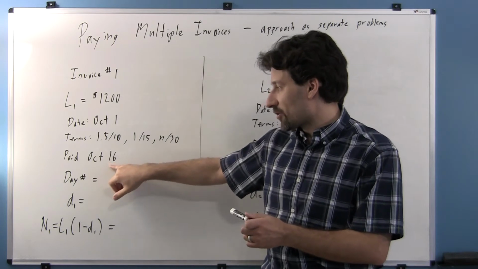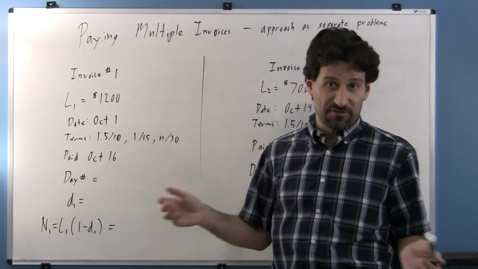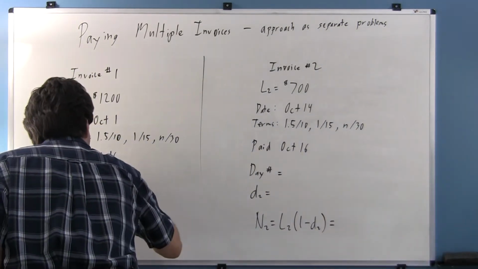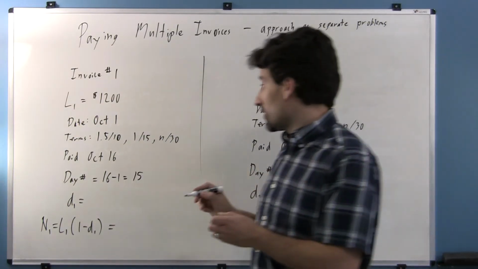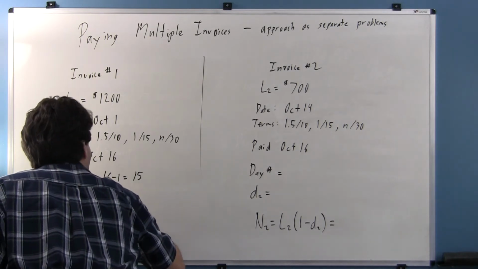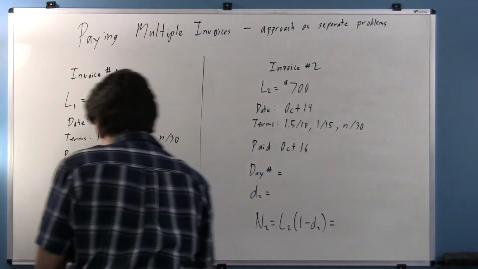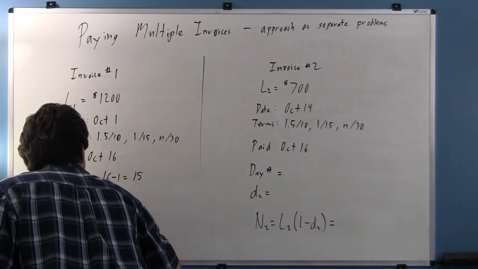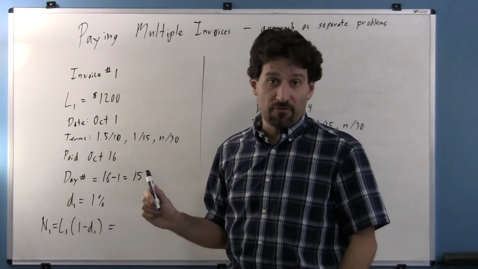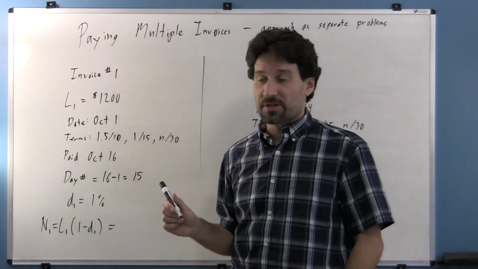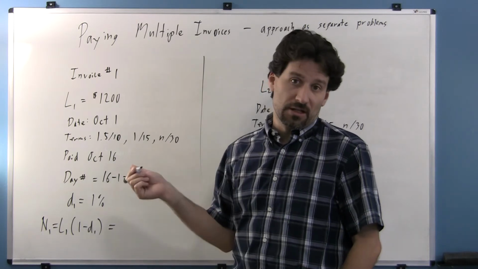I'm going to say October 16th. If it's in the same month like this, that's super handy. 16 minus 1 is 15. So 16 minus 1 equals day number 15, which means, looking at the two different problems, a 1% discount. You can just take 1% off the amount. $1,200, 1% of that is $12. So 1,200 minus 12 is $1,188.